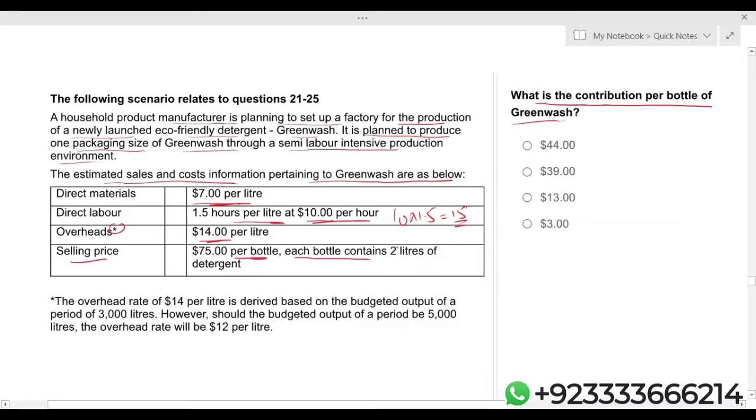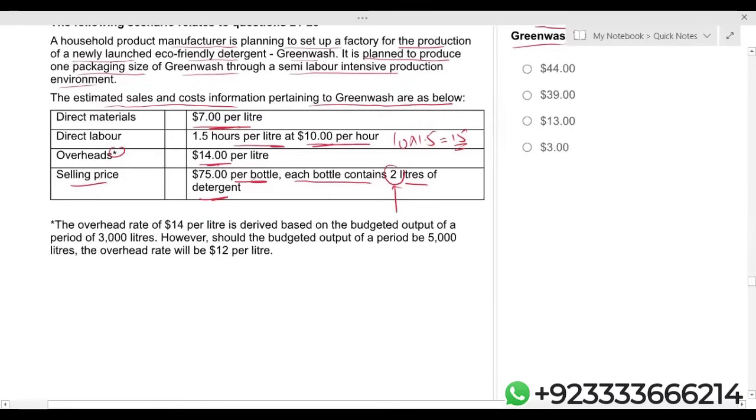Each bottle contains 2 liters of detergent. Now, this is very important. Examiner has given us all the information per liter. But at the end, examiner says one bottle actually takes how many liters? 2. How do we calculate contribution? Simply selling price minus variable cost. We need to calculate per bottle. Okay, no issue at all.